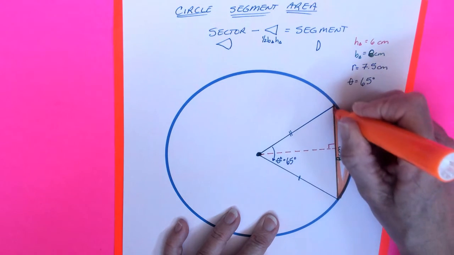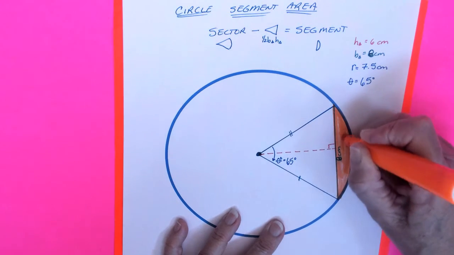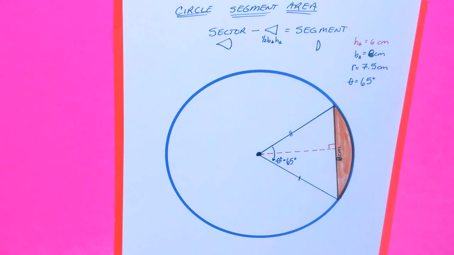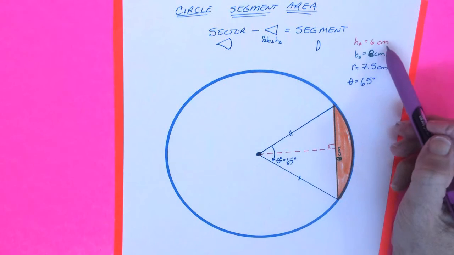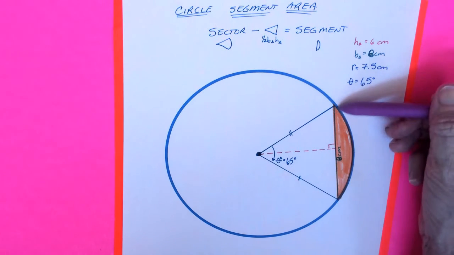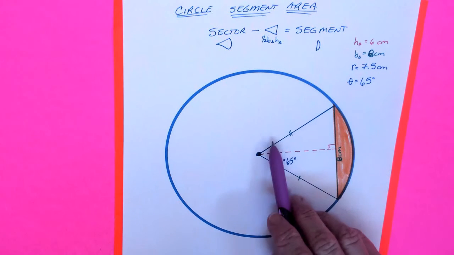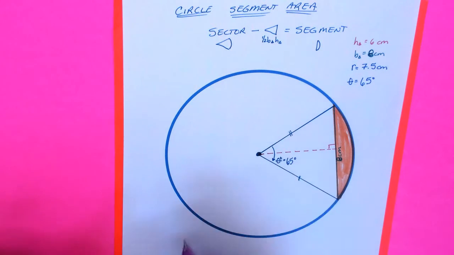Remember, the area of the segment will fall between this chord and this arc. So let's make that bright orange, and we see this is the answer we are trying to get right here. So let's start with the math. Here are dimensions of the height of the triangle in red, the base of the triangle in green, our radius of the circle, and our theta angle here, our central angle.